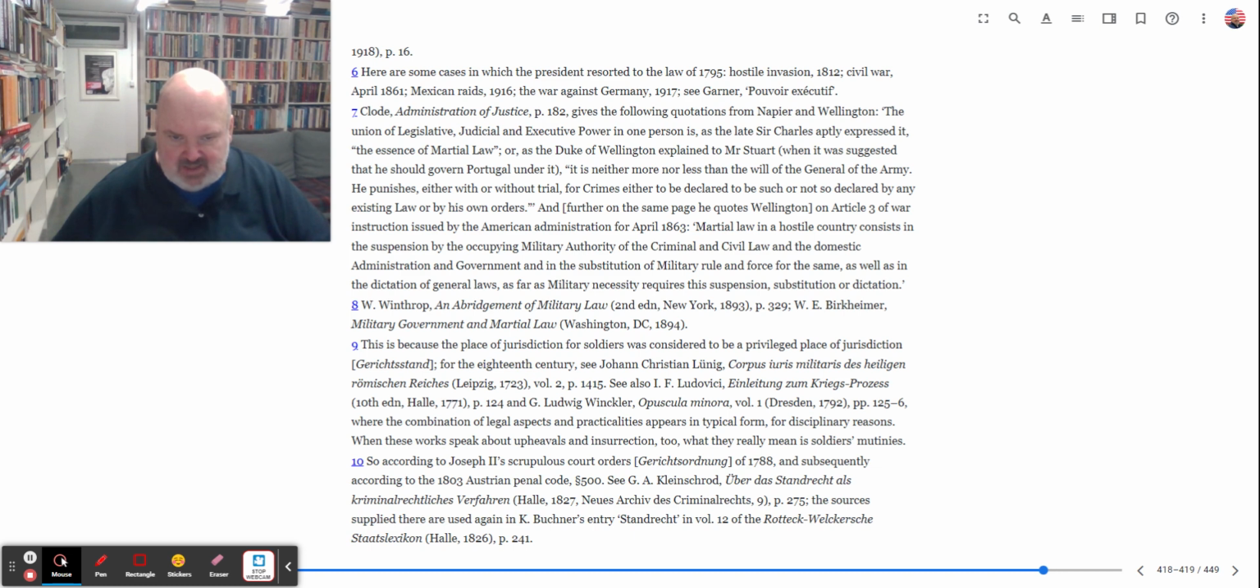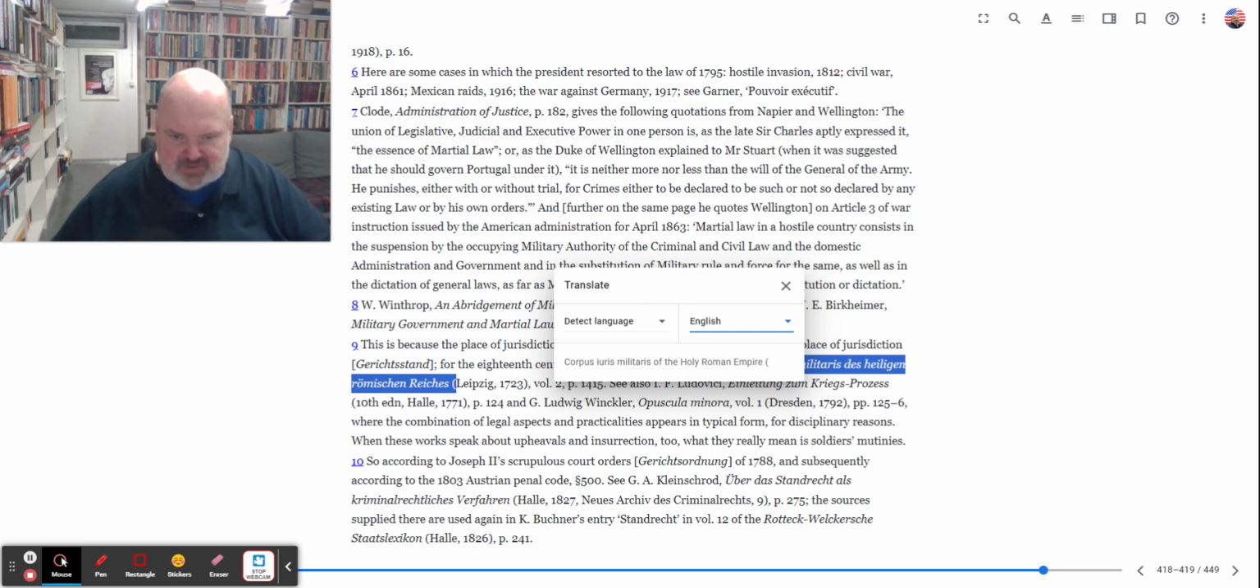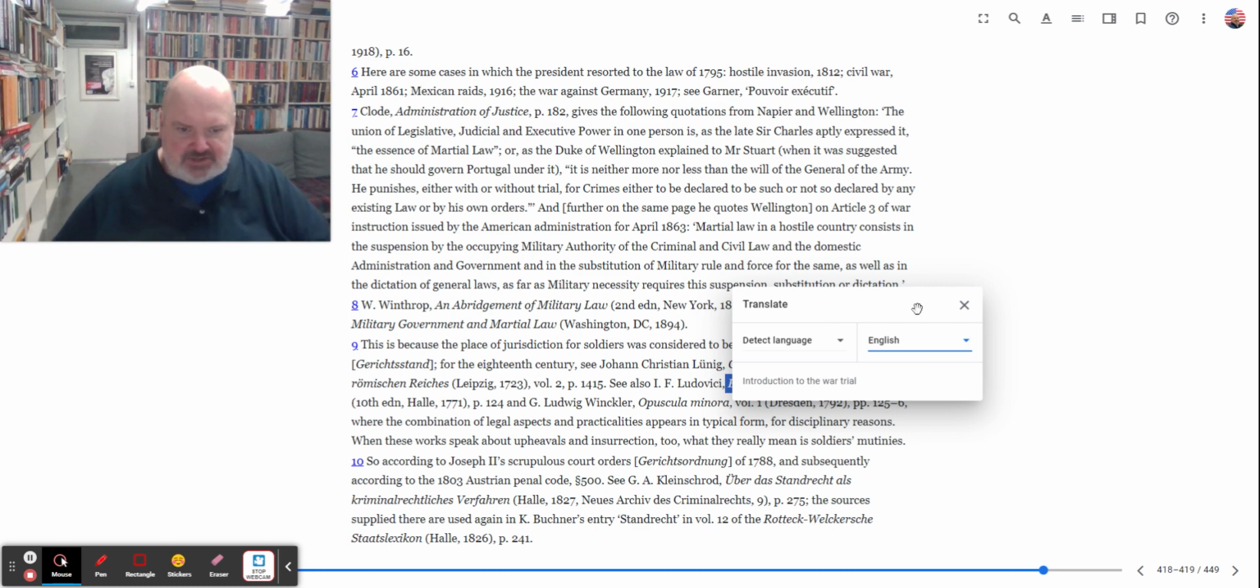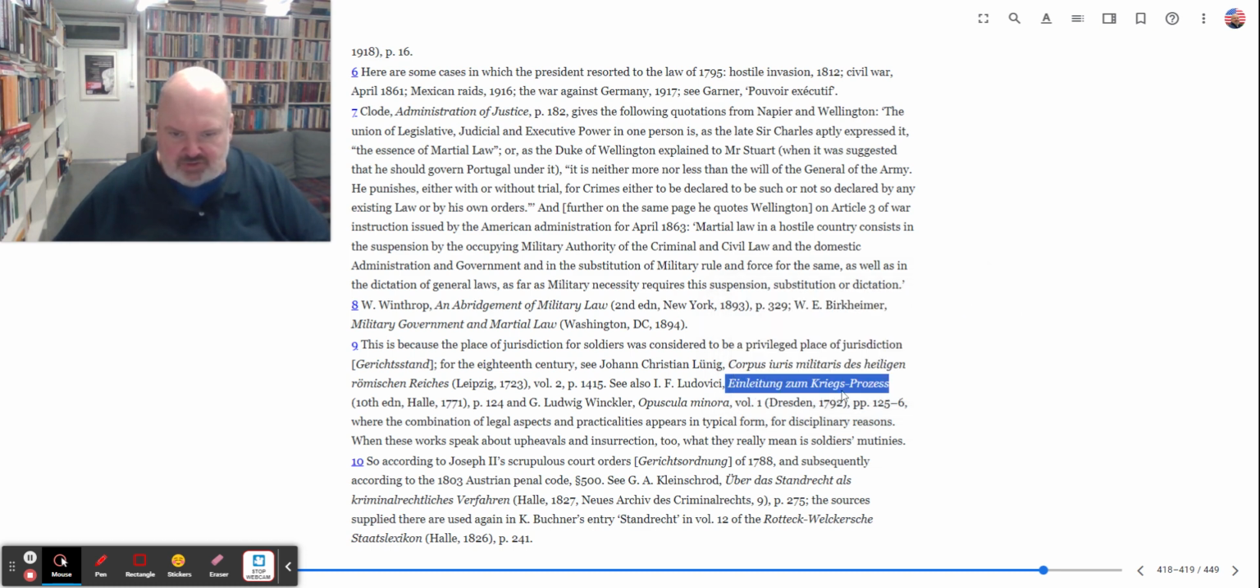For the 18th century, see Lung's Corpus of Military Law, the body of military law of the Ottoman Empire, and Louise's introduction to war trials in war, where the combination of legal aspects and practicalities appears in typical form for disciplinary reasons. When these works speak about upheavals and insurrections too, what they really mean is soldiers' mutinies. In that sense, when these military books talk about uprising, it means soldier mutinies.